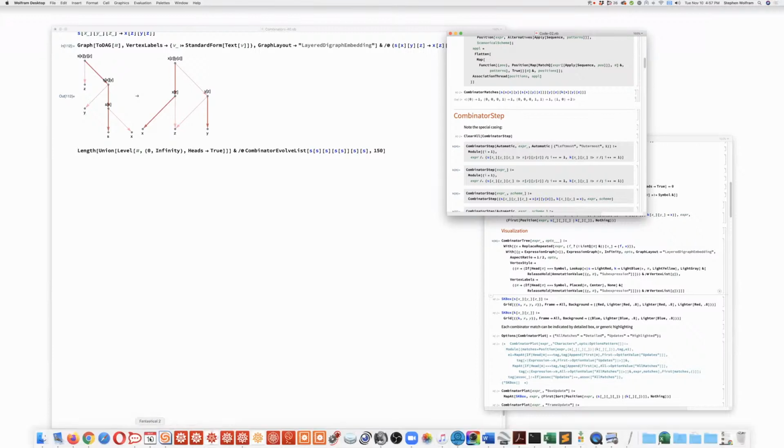So we have a combinator step here. It takes the entire expression as an input. But what I'm saying is, would it do us any good? Can we directly operate on the DAG and just update? Well, of course we can, but it's a completely different way of doing it.